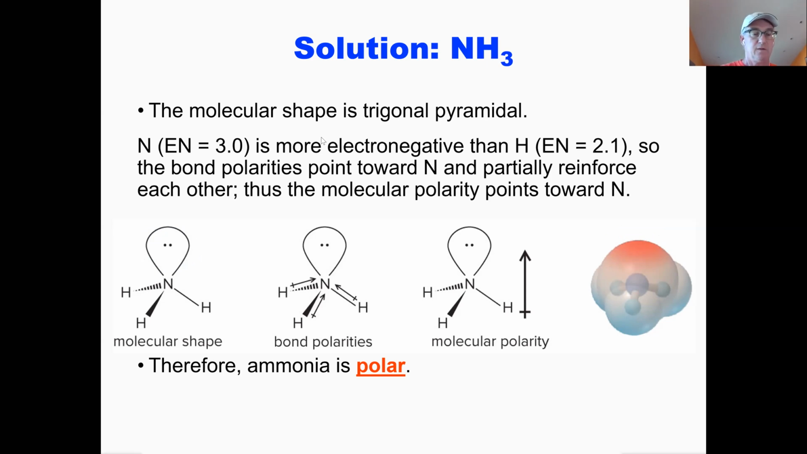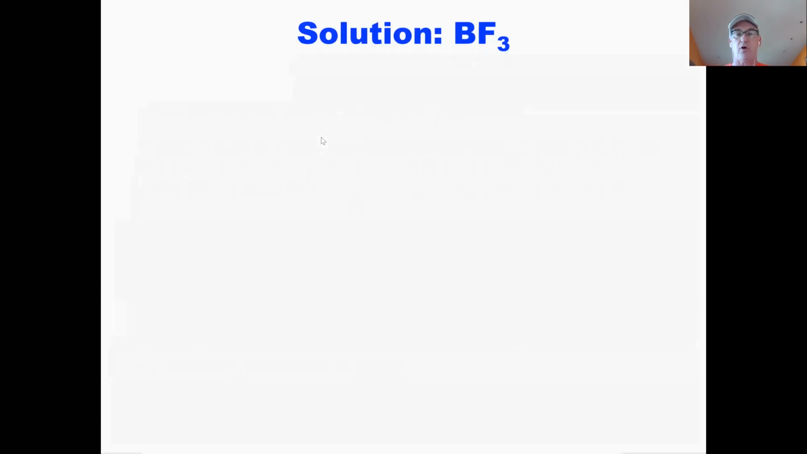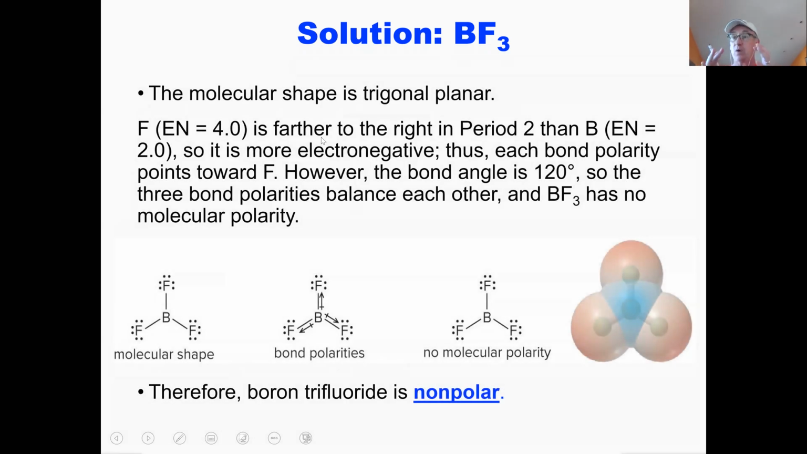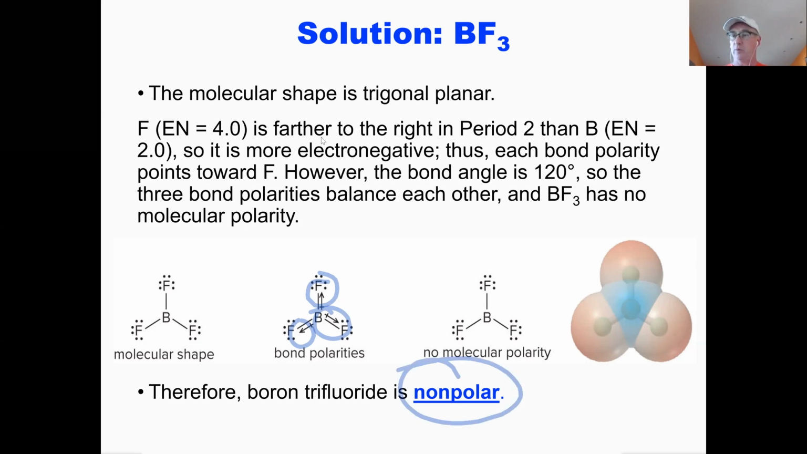Just like if we look at boron trifluoride, here we go. We have three bond dipoles, all pointing away from boron in the same 120-degree angles. So since they're pointing in basically completely opposite directions, they cancel each other out. And so this molecule would be nonpolar.